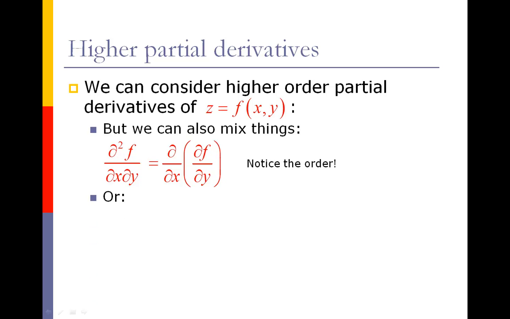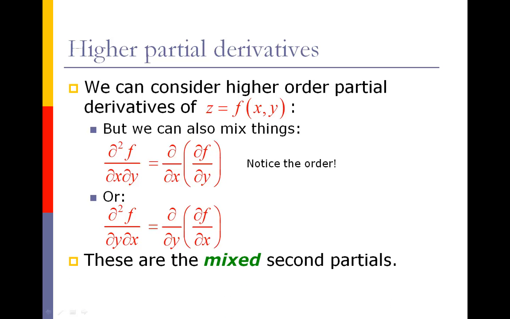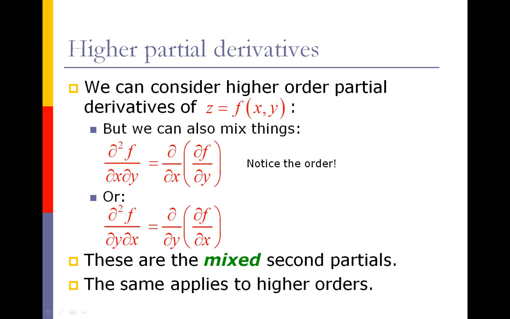Now, of course, if we do it in one order, we can also do it in the other order. So we can take the derivative of the function with respect to x first, and then with respect to y. So these are, for obvious reasons, called the mixed second partials, or the mixed second partial derivatives. And of course, just like we've done for regular functions, we can keep going to the third derivative and the fourth derivative and so on. And there are all kinds of different combinations of which order we can take our derivatives, if we're using mixed partials.